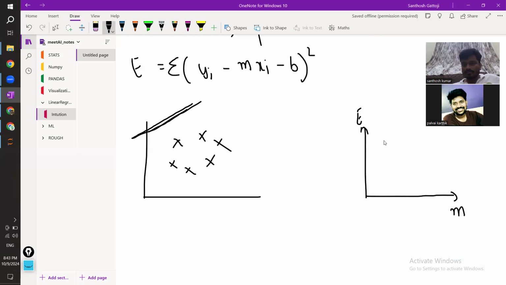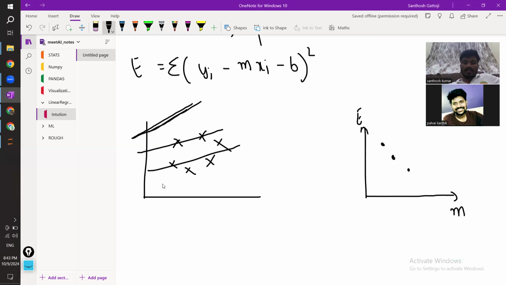Some m I'm taking. What will be the error? The error will be high or low for this line with these data points? High. Why? It is not passing through any point at all and it is far away from the points. So initially, if I take some value of m, the error is high. Now let's say I am coming closer. This is error on the y-axis, so my error is decreasing. Now again, if I come closer, my error might decrease, if I pass through almost the middle.